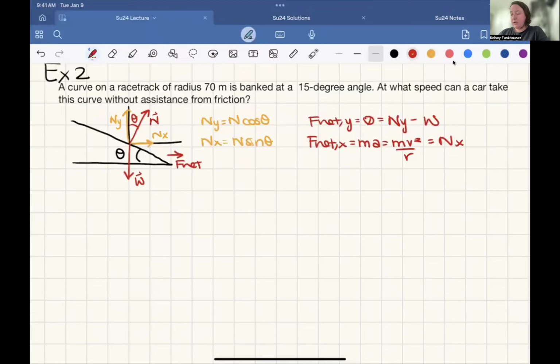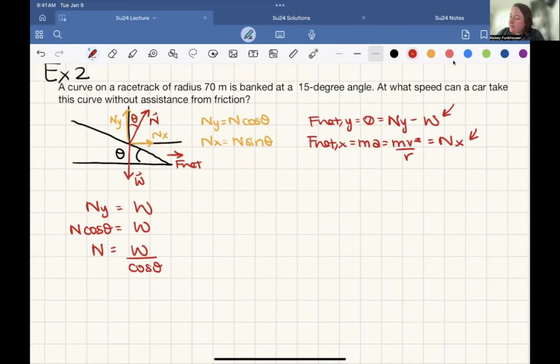So you might look at this and say, well, how in the world do we solve this? There is no equation for a normal force. We just base that off of other forces. But we can use this equation. So if I add the weight to both sides, we have the normal force in y equals the weight, and the normal force in y is the normal force times cosine of theta, and that equals the weight. And then if we just divide both sides by cosine of theta, we get an equation for the normal force. So the normal force is the weight divided by cosine of theta. Okay, so we've solved that.